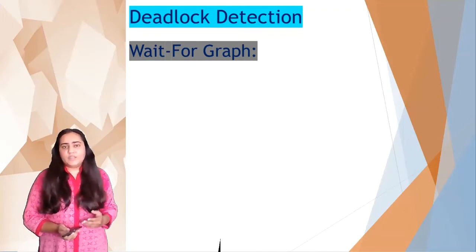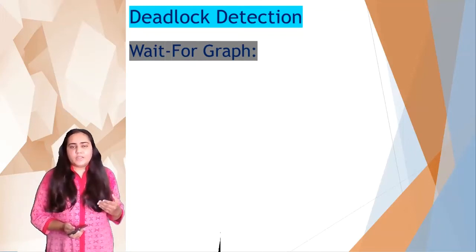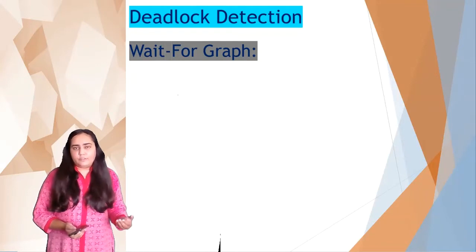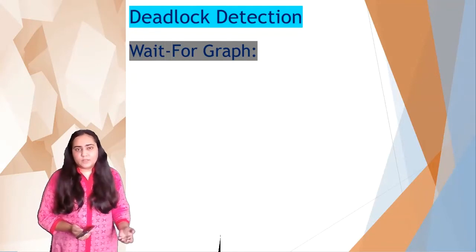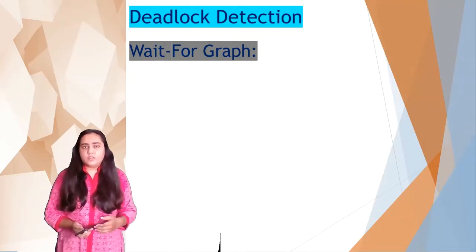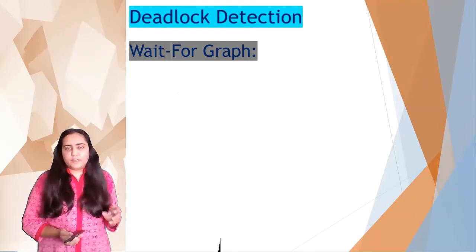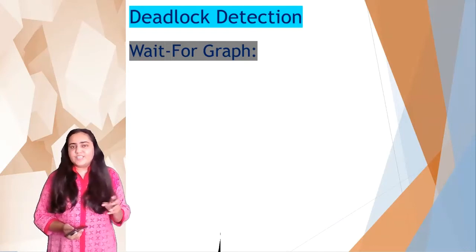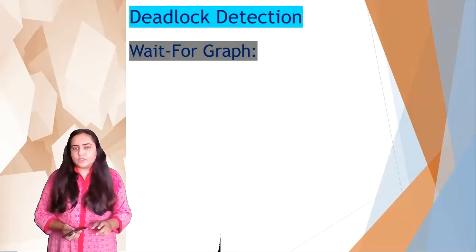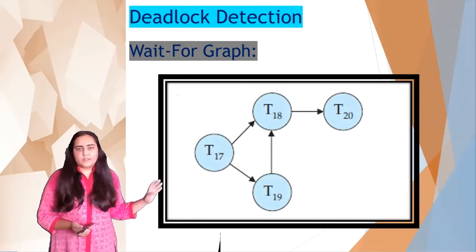For that, we create a wait-for graph. And I've already explained what a graph is in a serializability video, so you can go ahead and watch that. A wait-for graph essentially is a graph that shows which transaction is waiting for which transaction to finish. So it looks something like this.